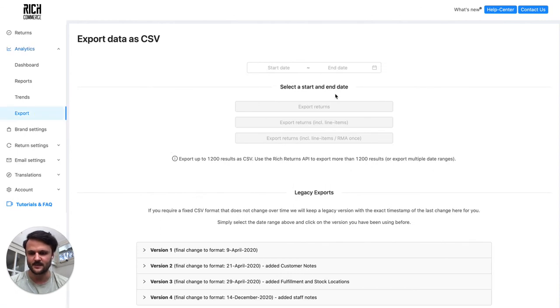Yeah, so the export section is probably something you've already seen. So we do CSV exports here. We also have a public API. If you're a bigger merchant, you can also pull data right from there. Or if you want to automate your system, you can pull data from there.